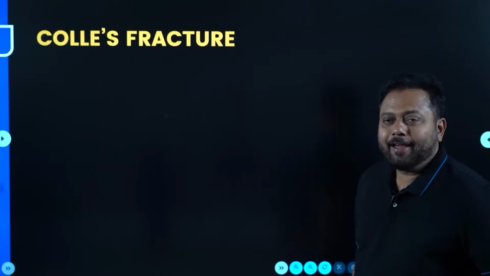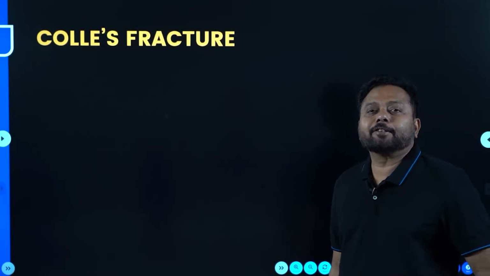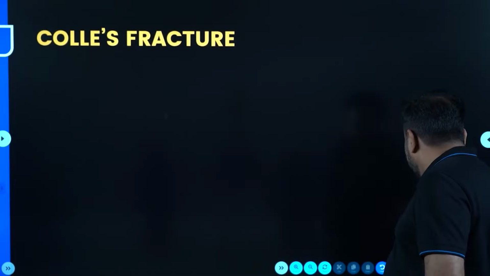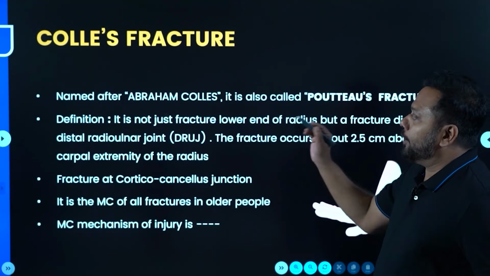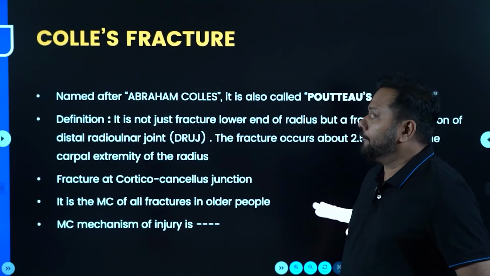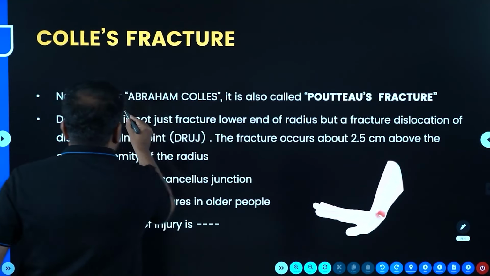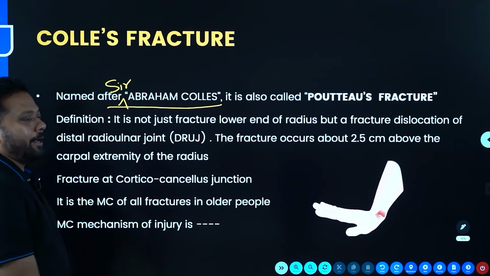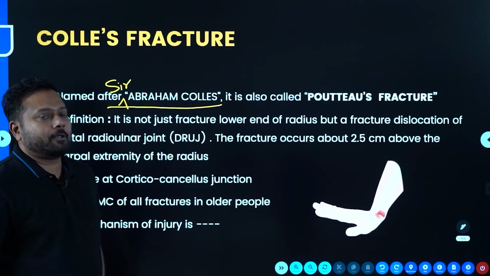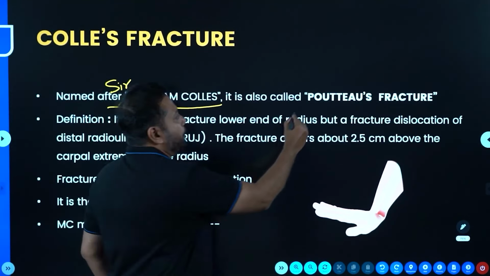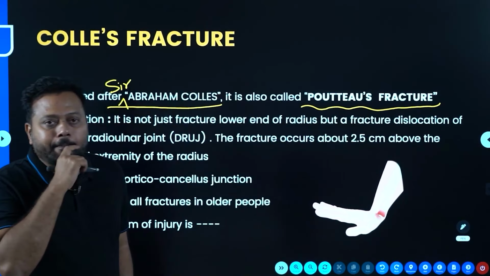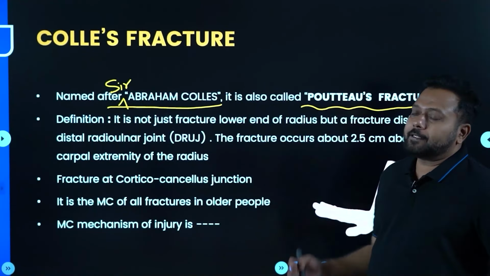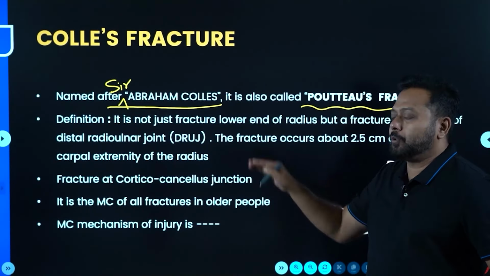Colles fracture. Probably the most favorite fracture of undergraduates; we are all very familiar with it, and it is a very often asked MCQ area. First of all, it's named after Sir Abraham Colles. But he didn't call this fracture Colles. The original name he used was Pouteau fracture. Only after the demise of the great Sir Abraham Colles are we calling it Colles fracture.